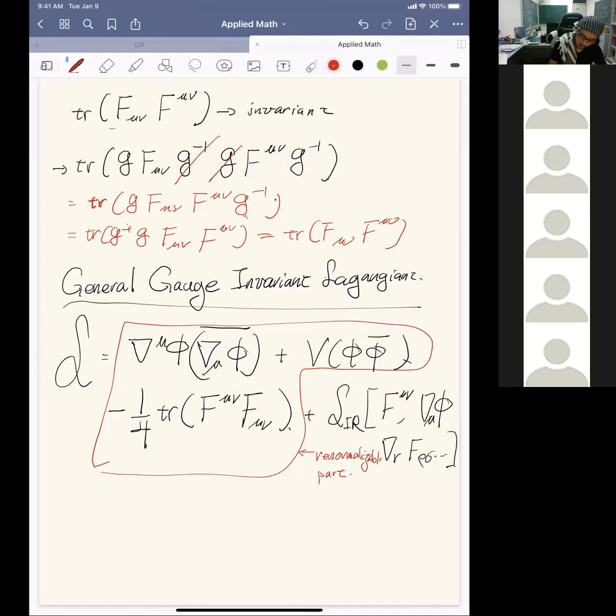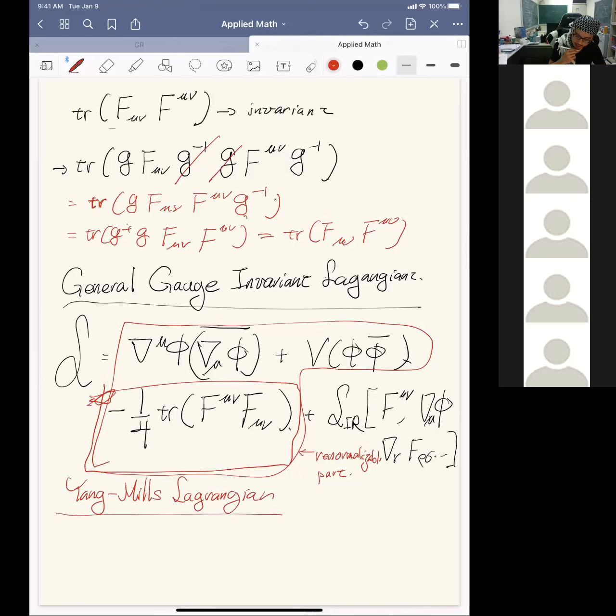Okay. Now this piece here, this important piece is known as the Yang-Mills Lagrangian. It has a very interesting story. Interesting in the sense that, of course, Yang is C. N. Yang. The interesting story is that actually this action was not first derived by Yang-Mills.